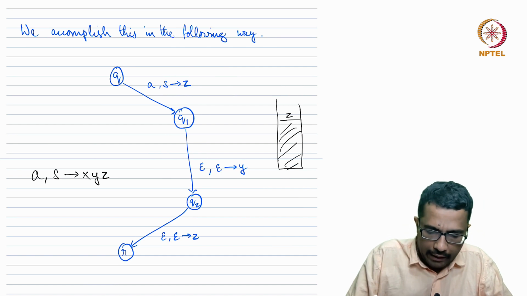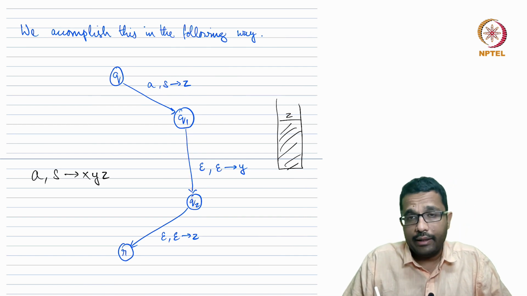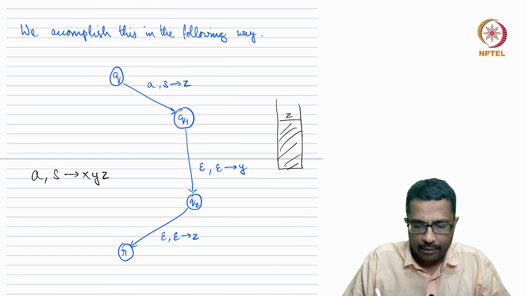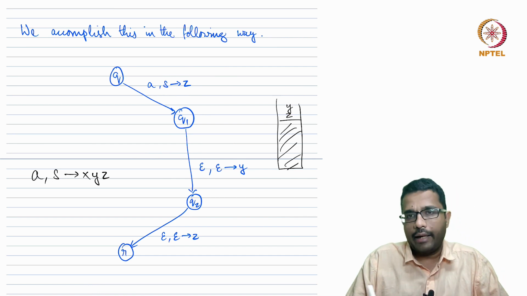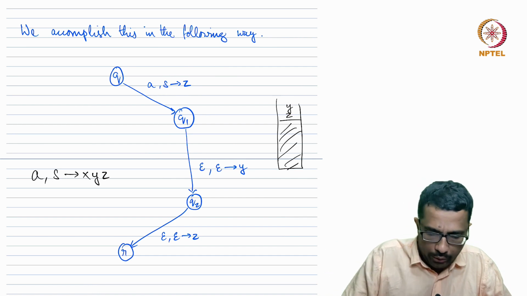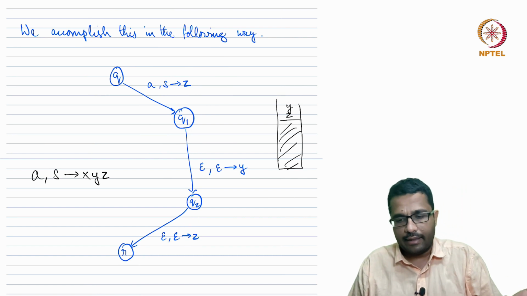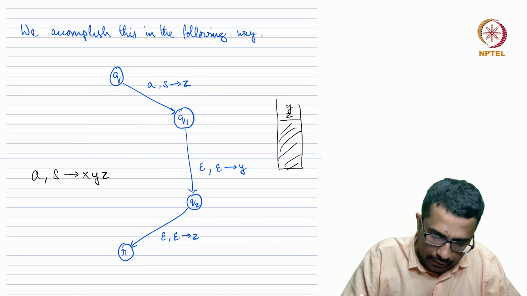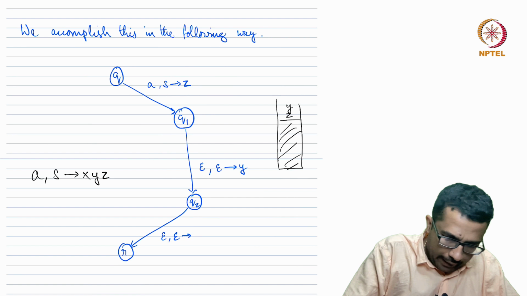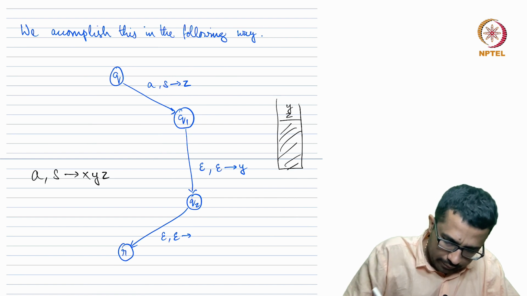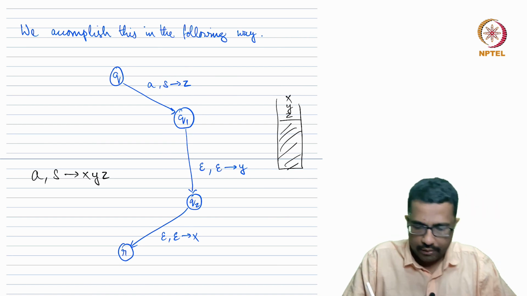And then you make an epsilon transition from Q1 to Q2, right? Where you read nothing from the input and you read nothing from the stack, but you write Y onto the stack. So the stack here will add a Y on top. And finally, you have another epsilon transition, epsilon in terms of input as well as the stack, but you write X. Sorry, so this is an error. So you write X onto the stack.